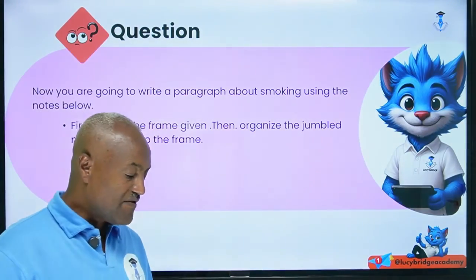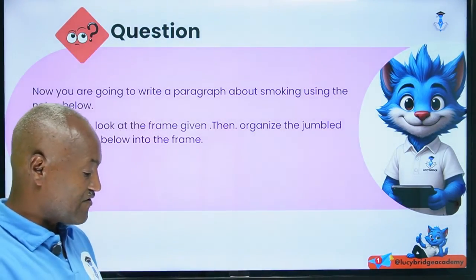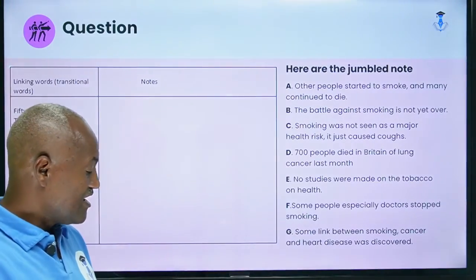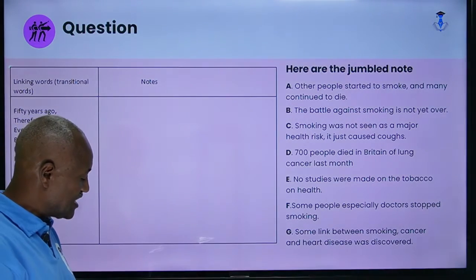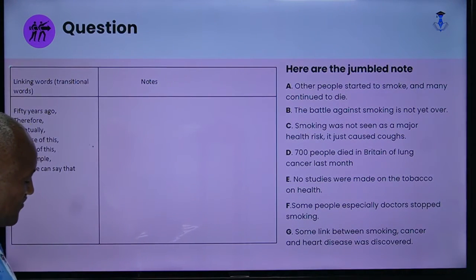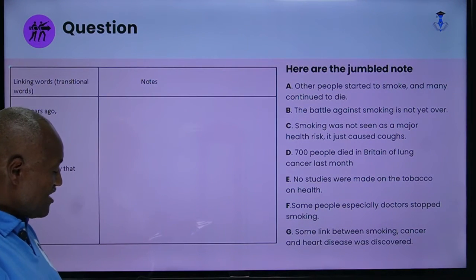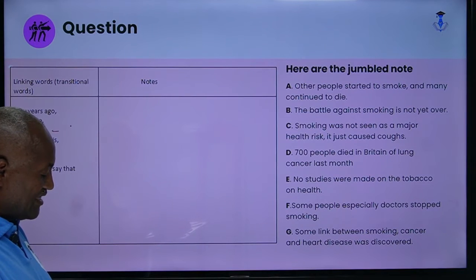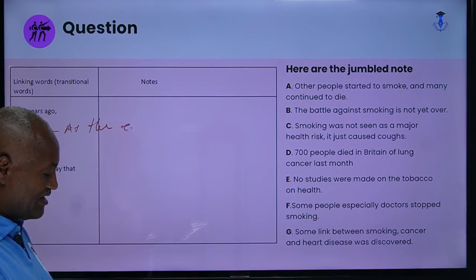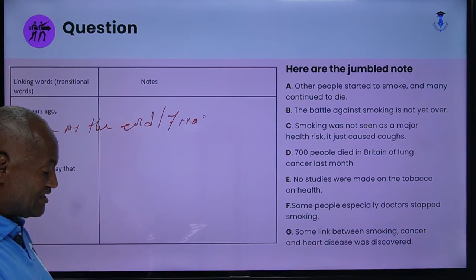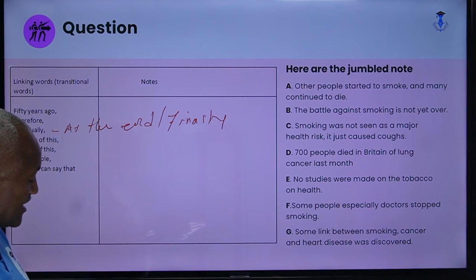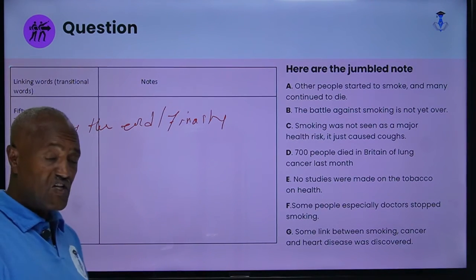Therefore, as you become familiar with that, here I gave you, for instance, one jumbled sentence exercise. The linking words given are: 15 years ago, therefore, eventually, because of this, in spite of this. For example, eventually means at the end, or finally. You have to remember this one. Fifteen years ago, these are what transitional words are.